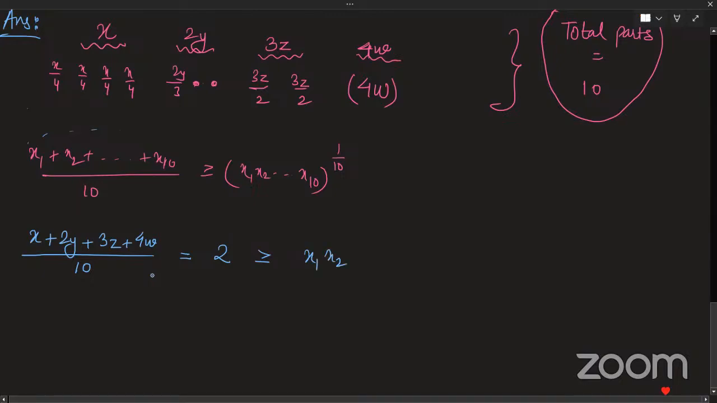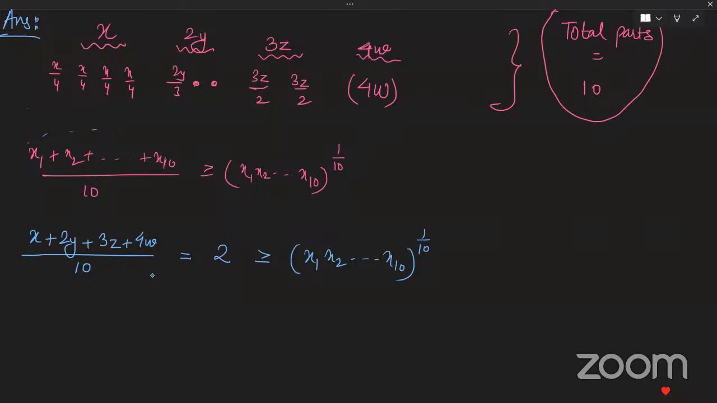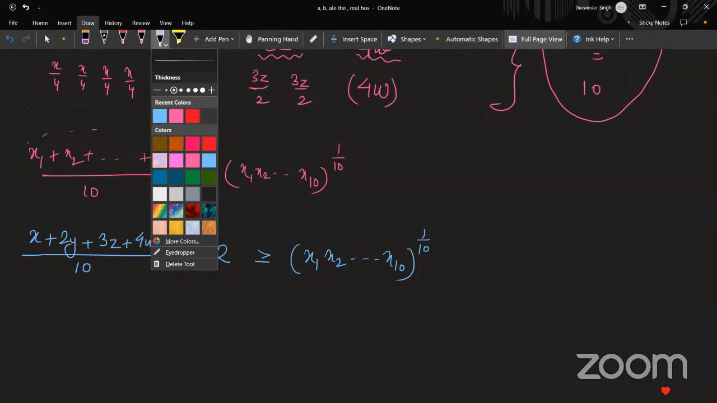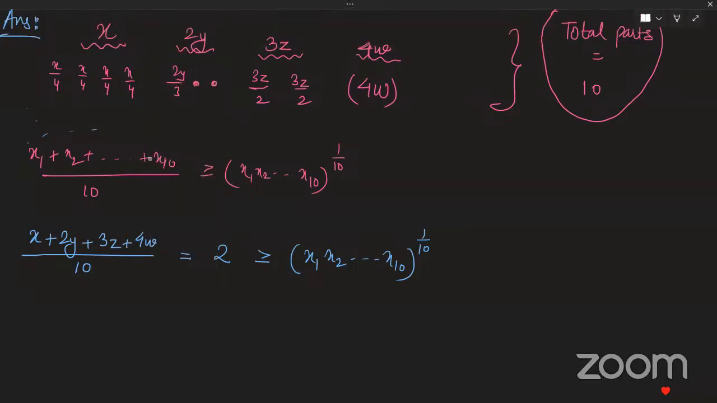x1, x2, so on, x10 whole raised to 1 by 10. Now this is a bit tricky part because now I will get a bit of constants. Can you help me calculate this? X1 into x2 into so on up to x10. Can you help me calculate what is the value of this thing?